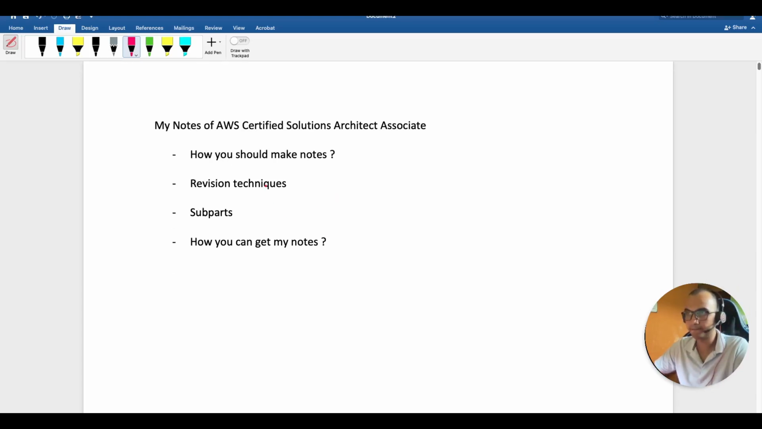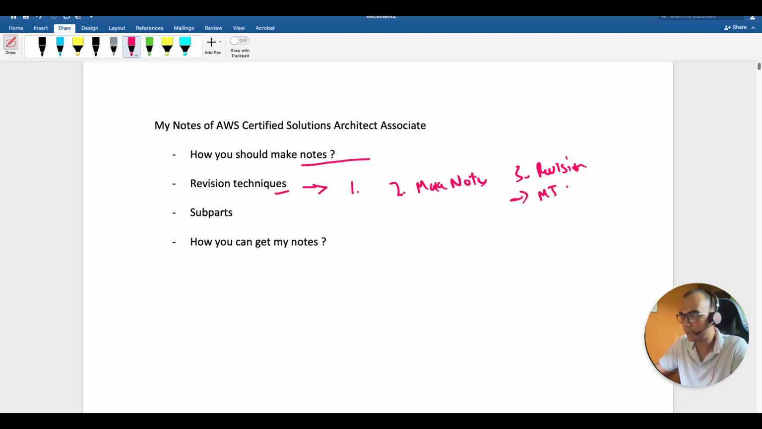We have covered how we should make notes. Then the revision techniques, again repeating: the first time, just watch it like normal videos and try to remember whatever you can. In the second iteration, make notes. The third iteration is revision, and parallelly attempt mock tests. Whatever you find in the mock tests, put it down here.